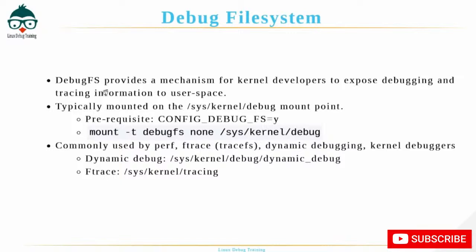The debug file system provides a mechanism for kernel developers to expose debugging and tracing information to user space. It is primarily used for debugging and troubleshooting purposes. Debugfs is typically mounted on /sys/kernel/debug mount point, and it can be enabled in the kernel using the CONFIG_DEBUG_FS configuration option and mounted in user space using the given command. Commonly, it is used by perf, ftrace, dynamic debugging, and kernel debuggers.